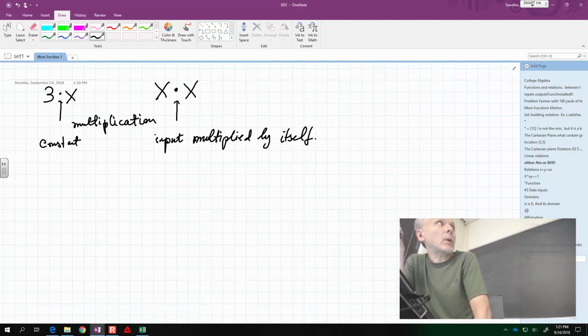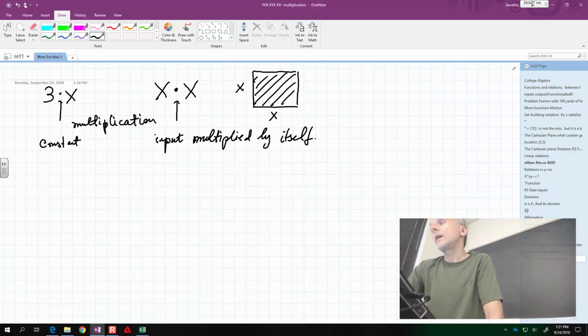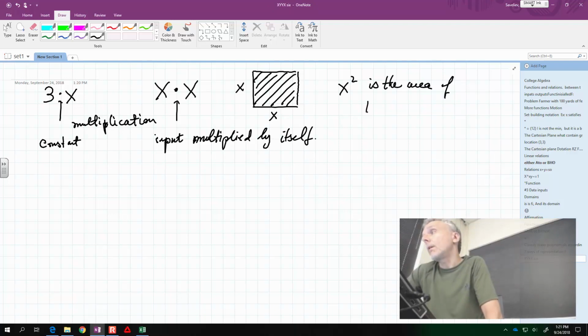The second one is slightly different. It is very frequently supposed to indicate things such as the area. If the input is x and you take x squared, what you do is construct a square, and then x squared is the area of the square.